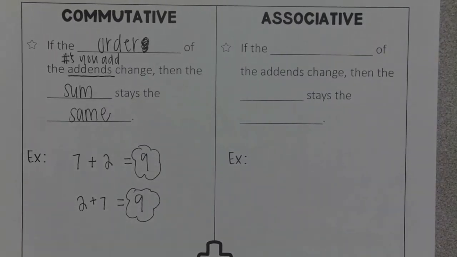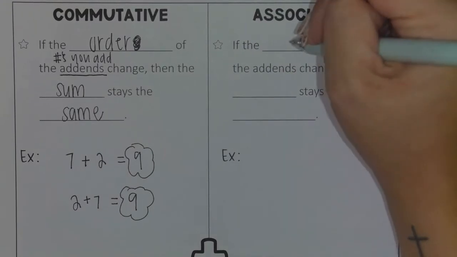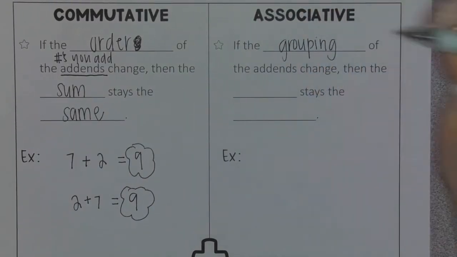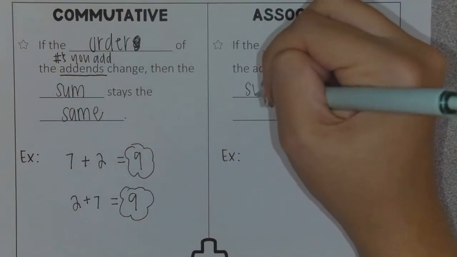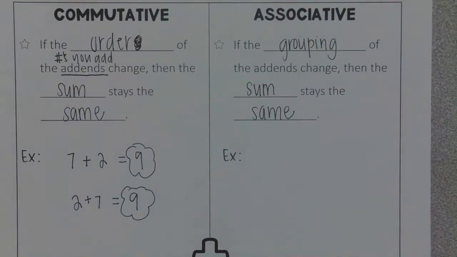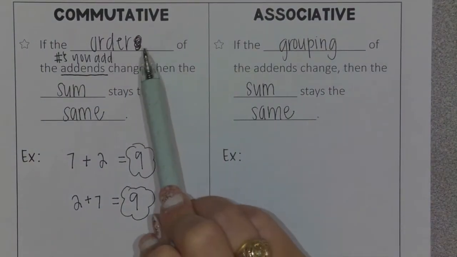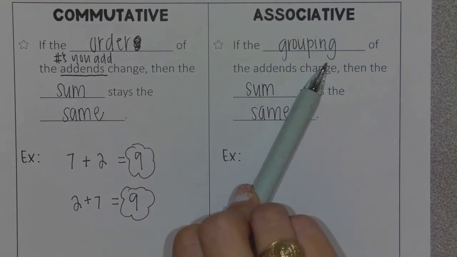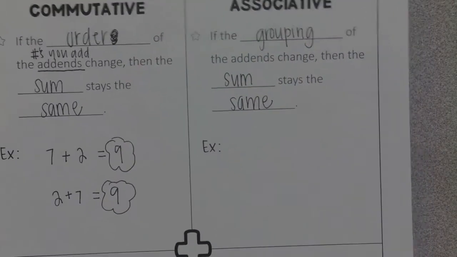property. So the associative property states that if the grouping of the addends change, then the sum stays the same. So it sounds very similar to commutative, but when we talked about commutative, that was all about order. Associative is all about grouping. So again, let's see this in action.